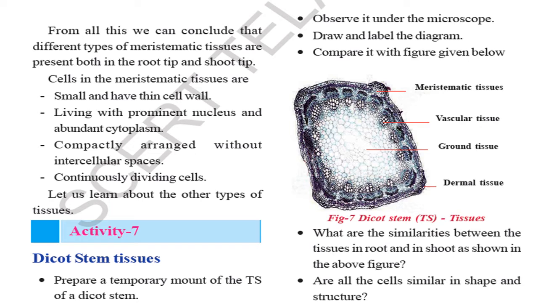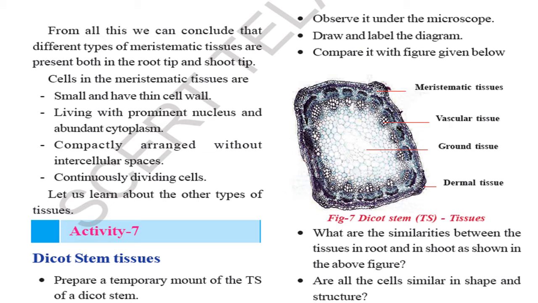Meristematic is a little inside. From all these we can conclude that different types of meristematic tissues are present both in root and shoot tip. Cells in meristematic tissues are small and have very thin cell wall, living, with prominent nucleus and abundant cytoplasm, compactly arranged without intercellular spaces, continuously dividing cells. Let us learn the other types of tissues.